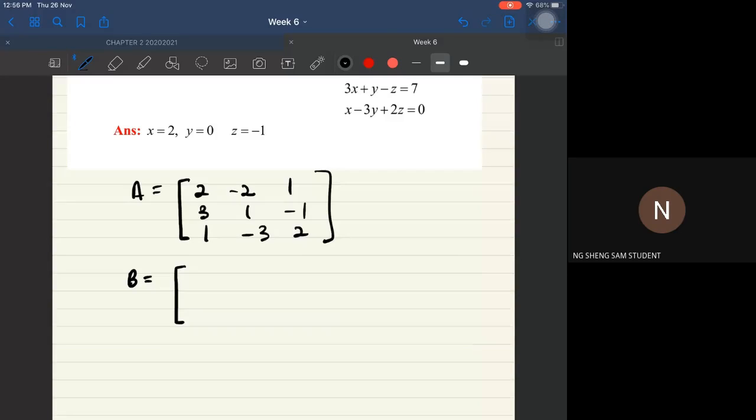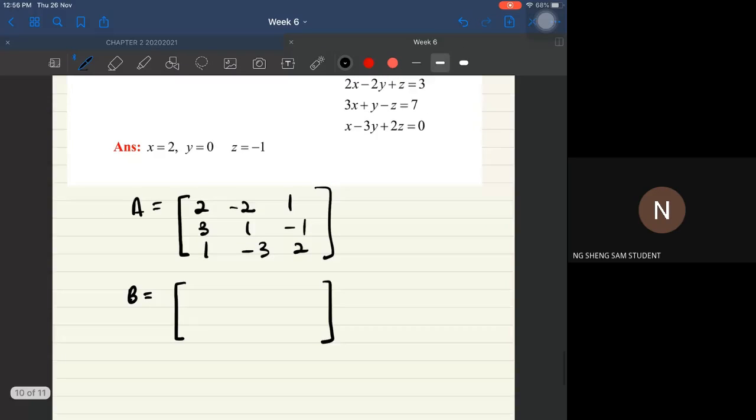Contoh saya nak buat pula matrix B. So matrix B ni saya lihatkan kalau saya nak cari X1 kan. So kolom yang pertama saya gantikan dengan 3, 7, 0. Negatif 2, 1, negatif 3, 1, negatif 1, 2.